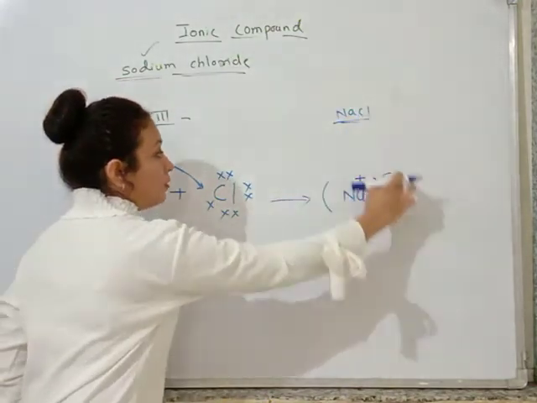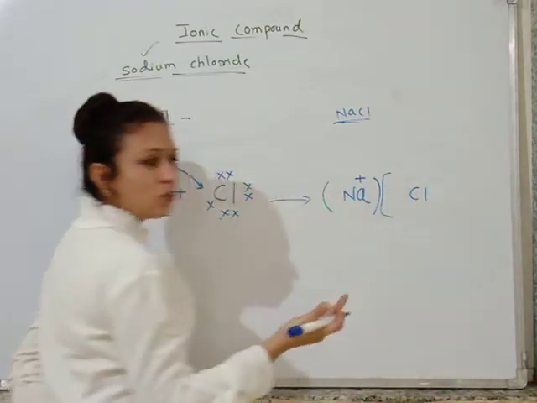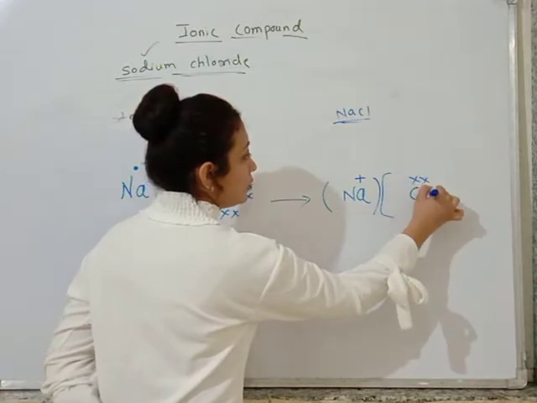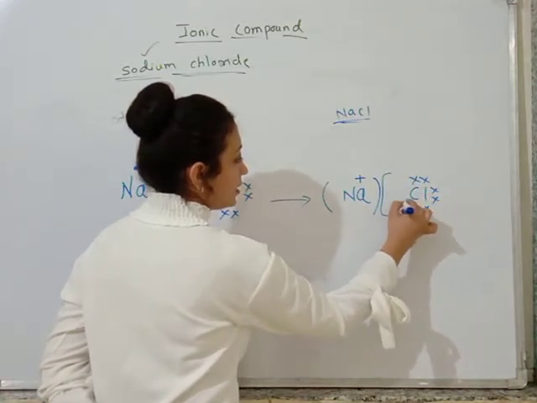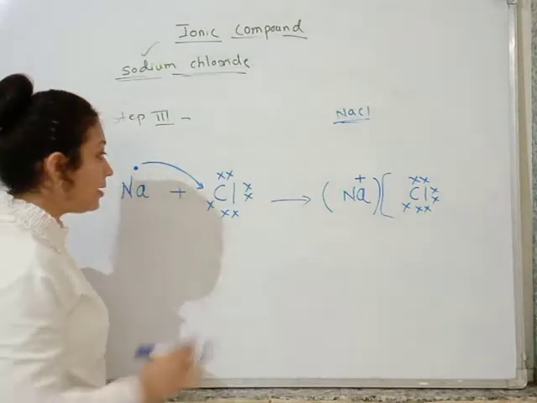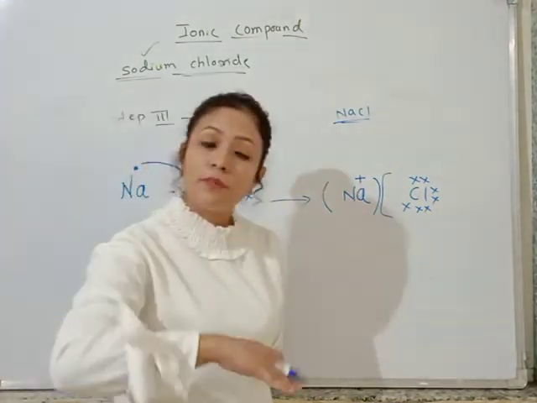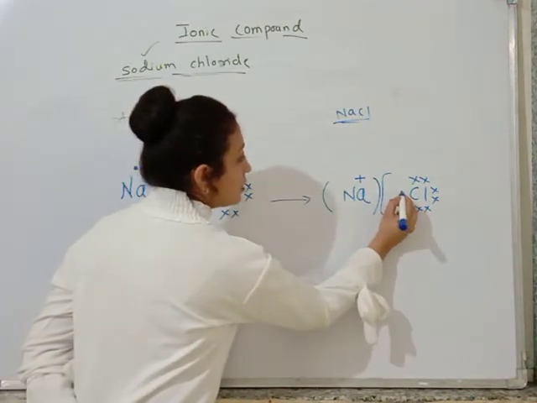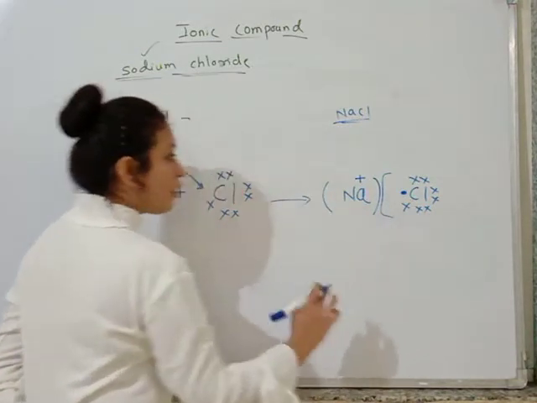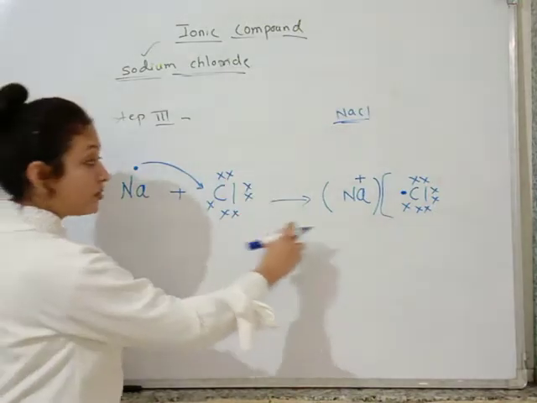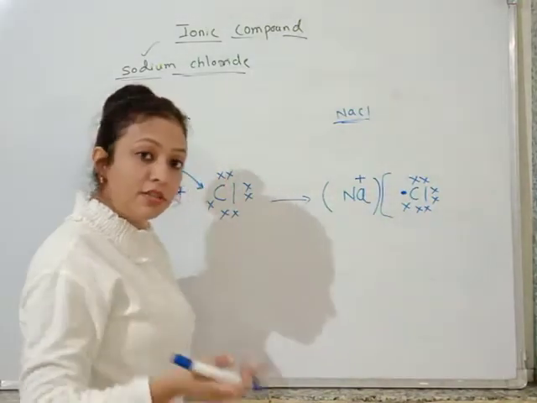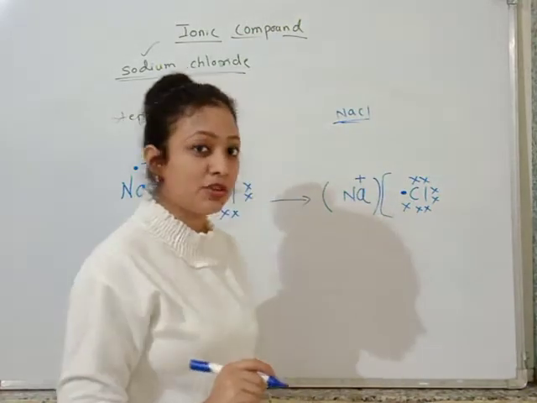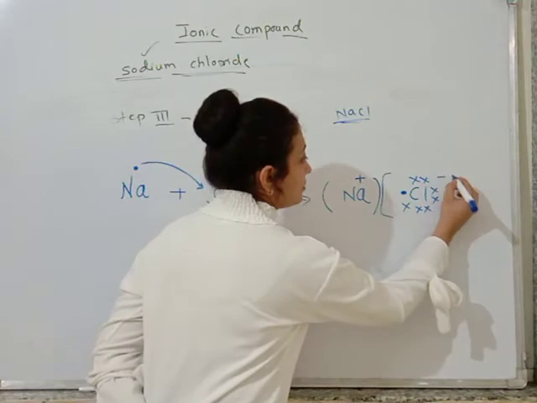Now we will write about the chlorine. So this is the chlorine. What is the previous structure of the chlorine? This one. So we will draw that 1, 2, 3, 4, 5, 6 and 7. Now the chlorine has one electron from the sodium. So we will draw that electron which has been transferred from metal to non-metal. So that we will represent here. And once the chlorine gets one electron, it ultimately gets a single negative charge. So that we will write here.